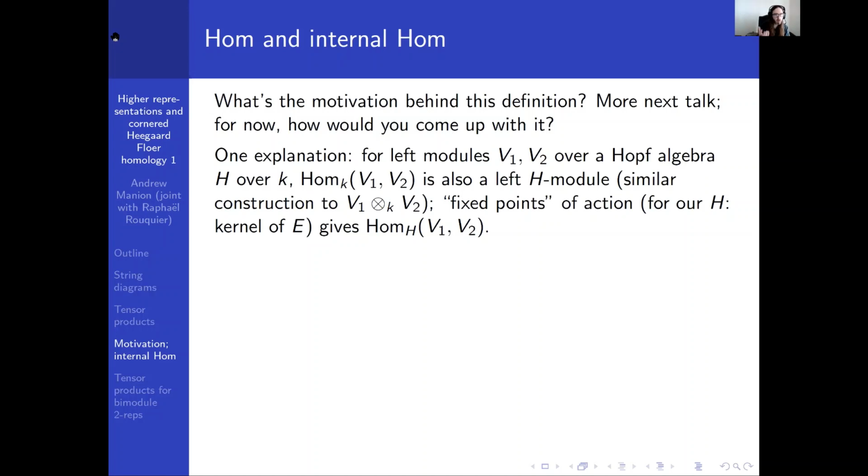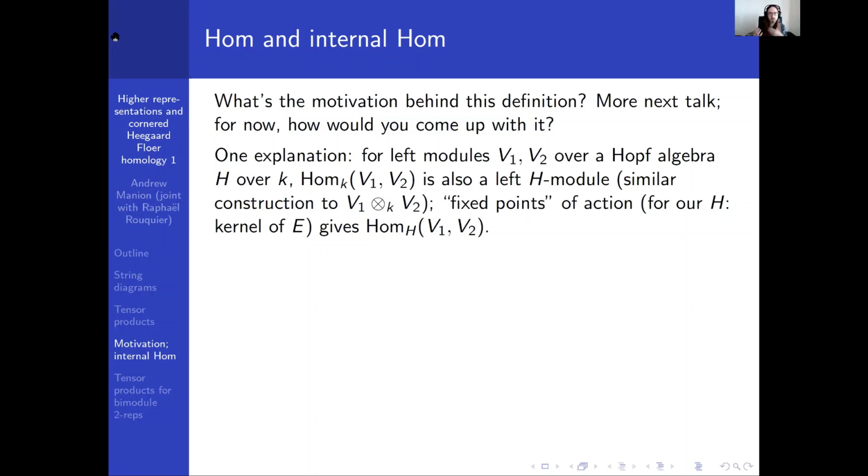Or, very much like with the tensor product, I could be looking at just maps that may not commute with the action. They're at least linear over the ground field, but no other requirements. But on that space, Hom sub k of V1, V2, one can define an action of H, so that this is really an internal Hom in the category of H-modules. And fixed points for this action, which in this case just means the kernel of E, will be this first thing, Hom sub H.